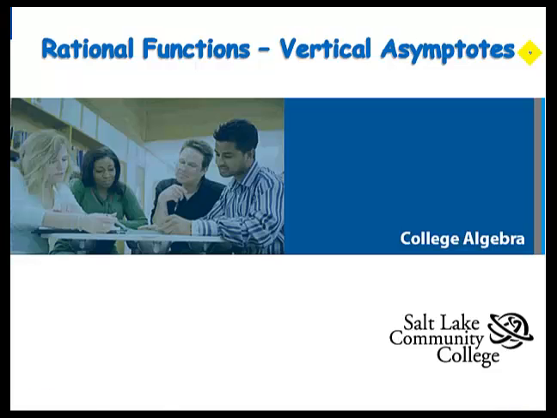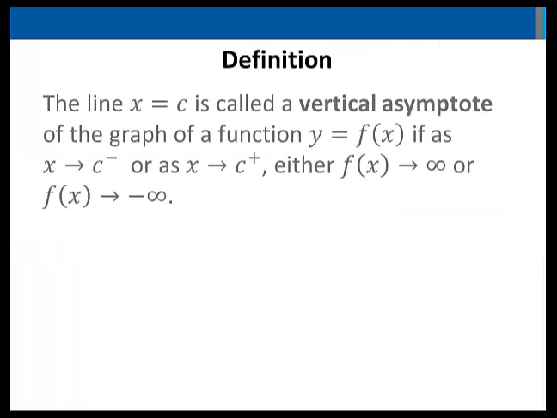In this lesson, we will look at vertical asymptotes and holes in the graphs of rational functions. Let's start with the definition. The line x equals c is called a vertical asymptote of the graph of a function y equals f of x if as x approaches c from the left or as x approaches c from the right, either f of x approaches infinity or f of x approaches negative infinity.